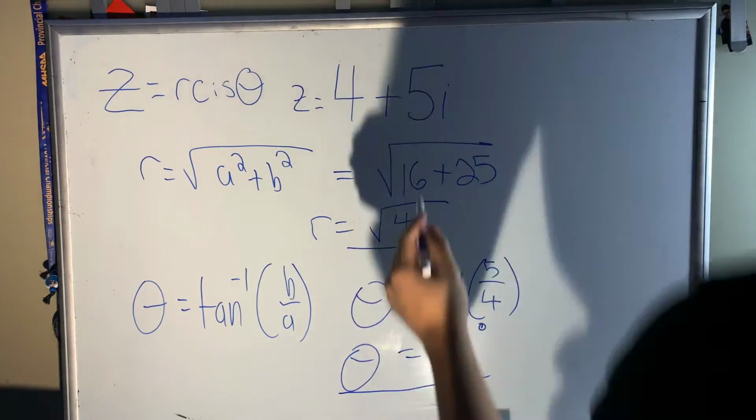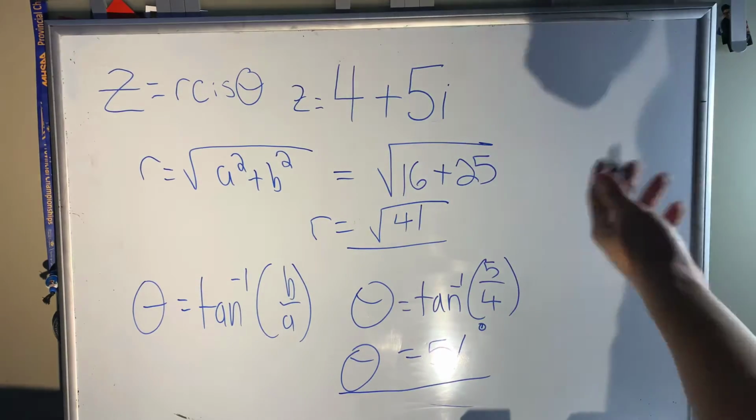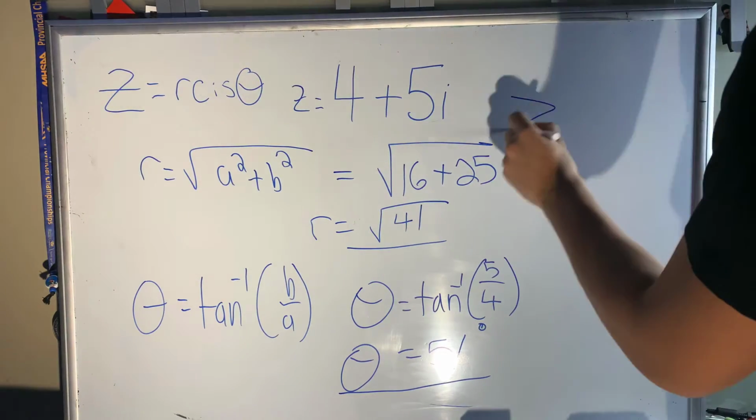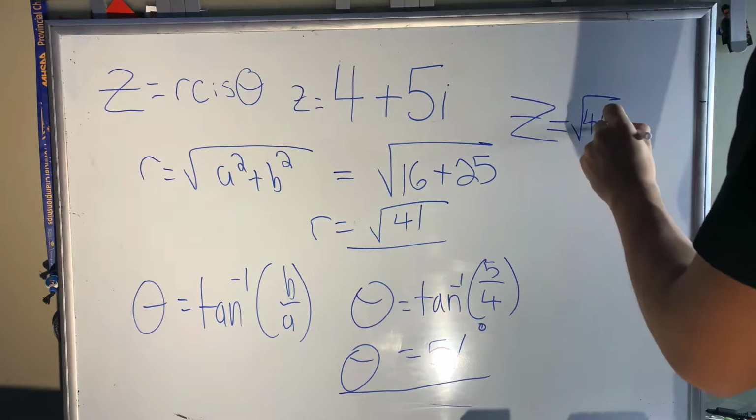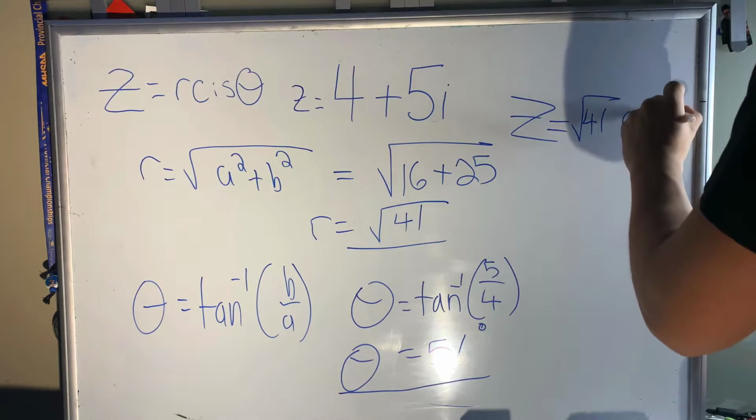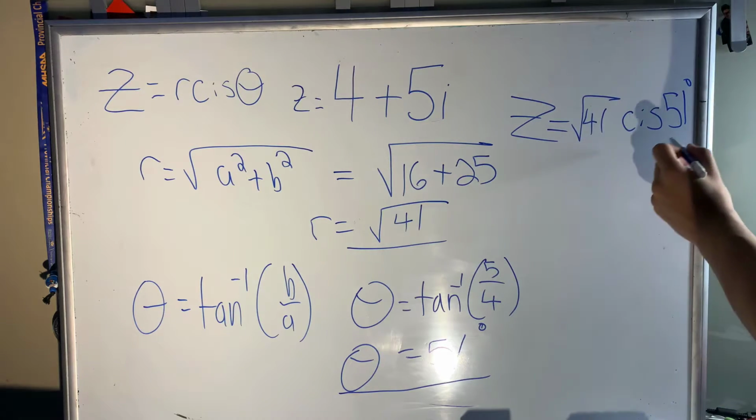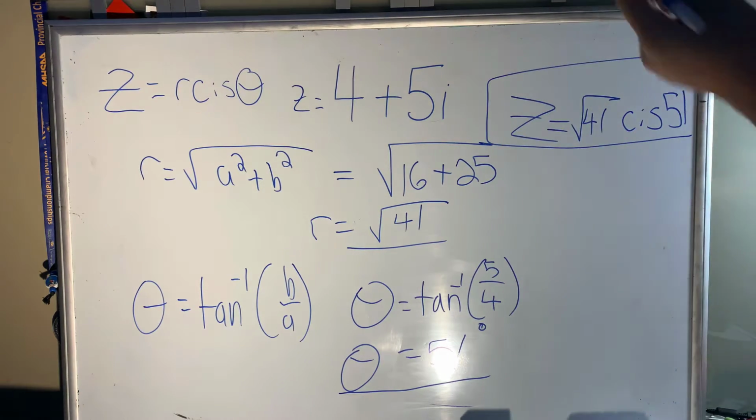We got theta and we have r. We could put this into the complex number form. Our final answer, the complex number, equals root 41 cis 51 degrees. Let's box out our answer, and there we have it.